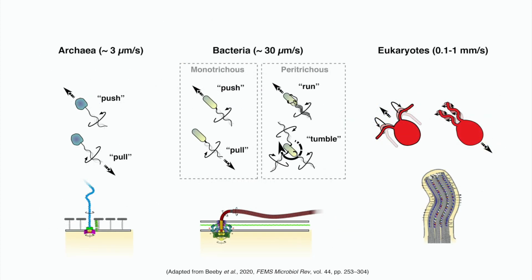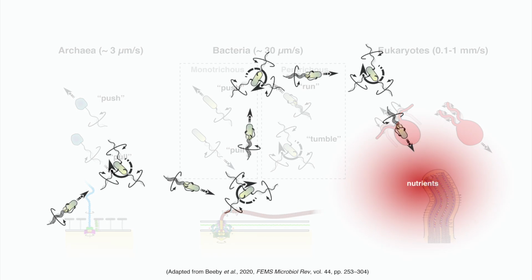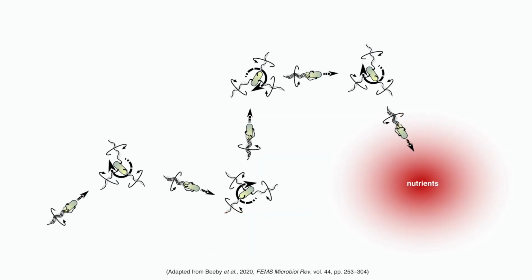This diagram summarizes the differences in locomotive appendage function between archaea, bacteria and eukaryotes. Note the run and tumble states of peritrichous bacteria. This mode of swimming motility allows bacteria to respond to external stimuli such as concentration gradients and thereby regulate their movements.